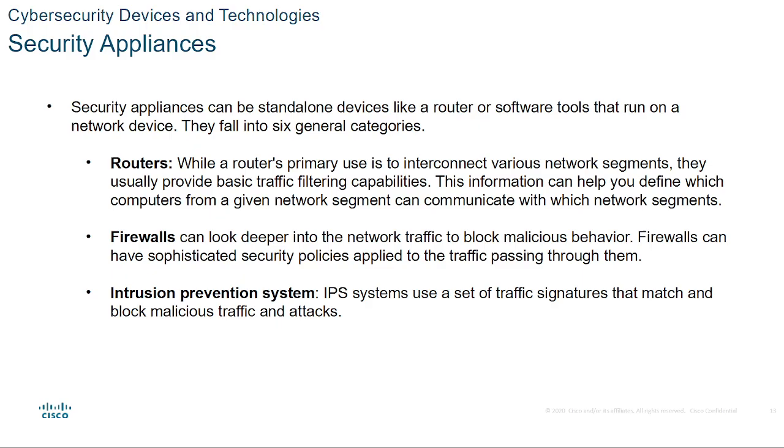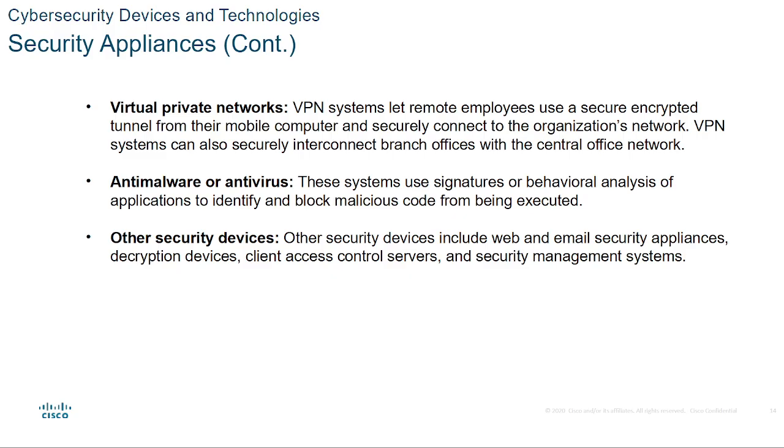Also, we have firewalls. Firewalls look deeper into the network traffic to block malicious behavior. Firewalls can have sophisticated security policies applied to the traffic passing through them. Then we have IPS, which is Intrusion Prevention System. So these IPS are used to set a traffic signature that matches and blocks malicious traffic and attacks.